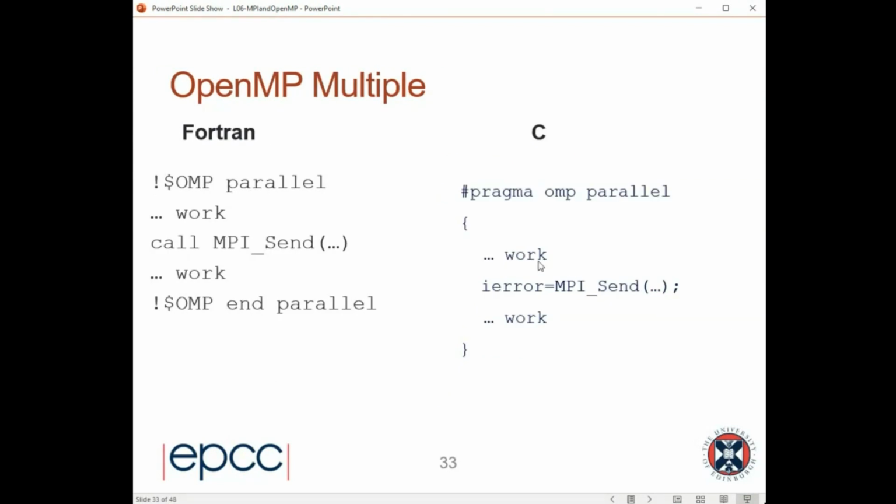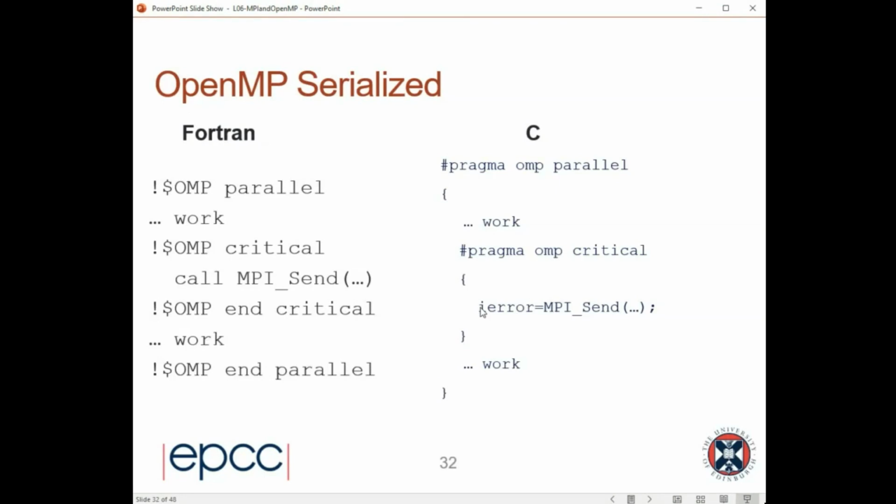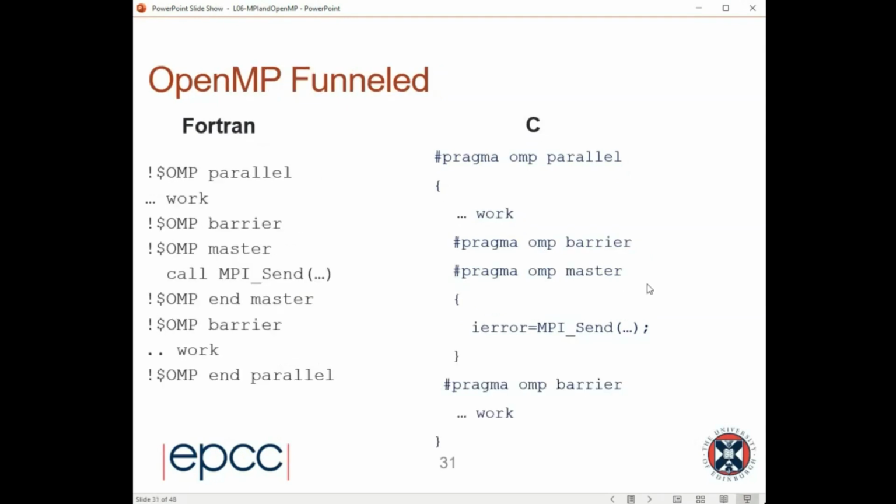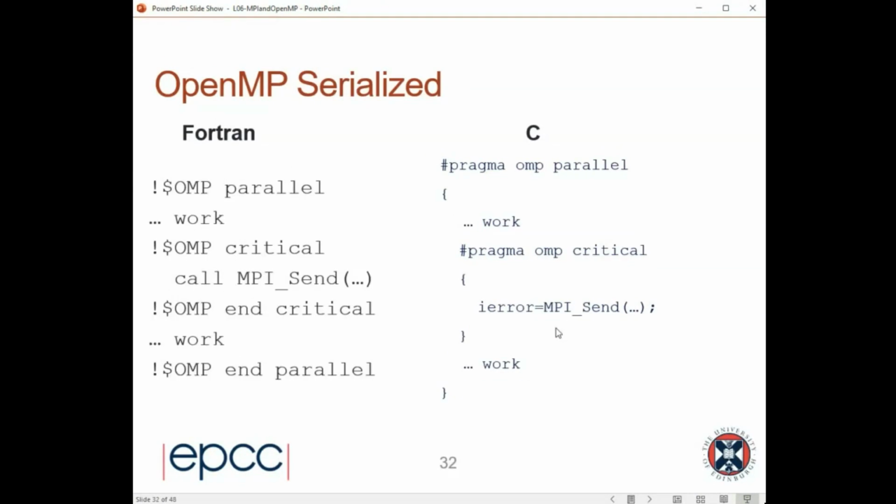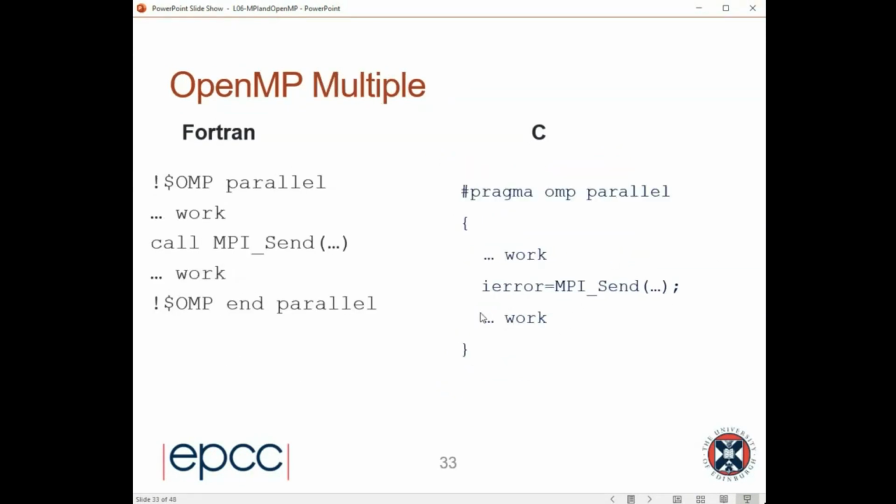OpenMP multiple is just basically you do some work, you do a send, you do some work. And the point here is this code looks very simple, but what you're doing here is you're saying to the MPI library, look, I'll take care of any race conditions, okay? Trust me, I'll make sure that only one thread is calling you at once, okay? And so that is where you have to do a master region or a critical region here.